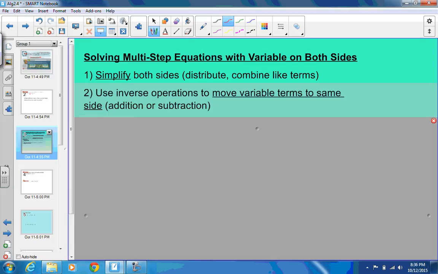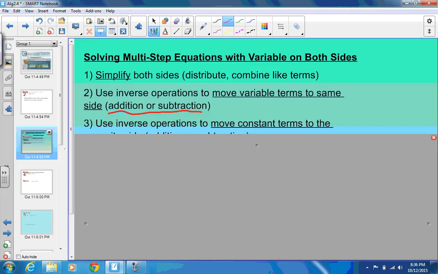Step two, we're going to use inverse operations to move the variable terms to the same side. We want to get the variables all on one side, so we're going to get rid of them on the other side. And we're getting rid of the whole term, so we're actually going to be using addition or subtraction, not just getting rid of the coefficient. So we're going to use addition or subtraction to move one term away from one side. Try to get it so that you'd have a positive variable term on whichever side it's ending up on. So that's something you want to think about.